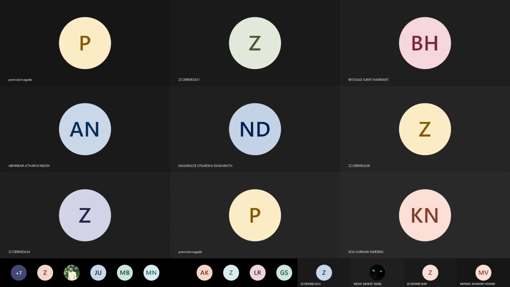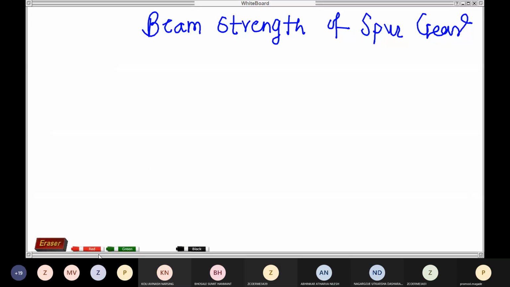Okay. Now notations also I told you. Now we are going to develop the equation in case of beam strength. It is also called, in bracket I'll write, FB, beam strength. This is beam strength of the spur gear. Correct? Now one by one we'll have to design. Now the diagram is with you. You can see the bending will occur while load FT acts on one end of the tooth.